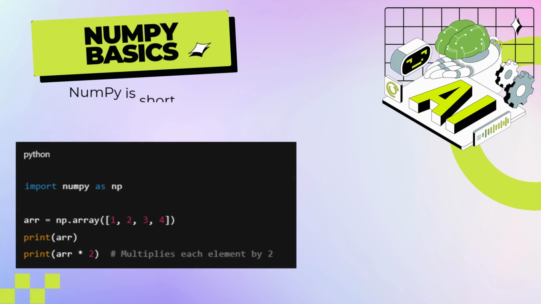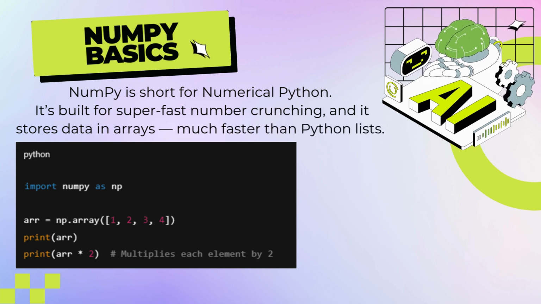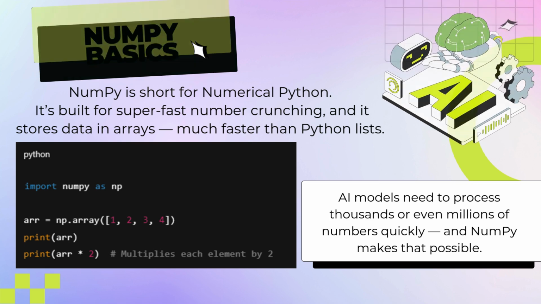NumPy Basics. NumPy is short for numerical Python. It's built for super fast number crunching, and it stores data in arrays, much faster than Python lists. AI models need to process thousands or even millions of numbers quickly, and NumPy makes that possible.